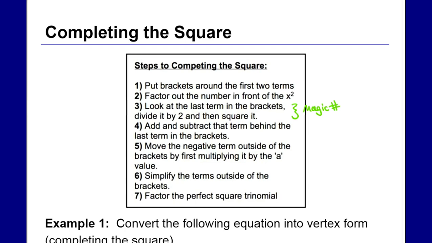We then add and subtract that term behind the last term in the brackets, move the negative term outside the brackets by first multiplying it by the a value, simplify the terms outside the brackets, and factor the perfect square trinomial. So it's a lot of words. Let's actually just see this in action. Let's go through an example.